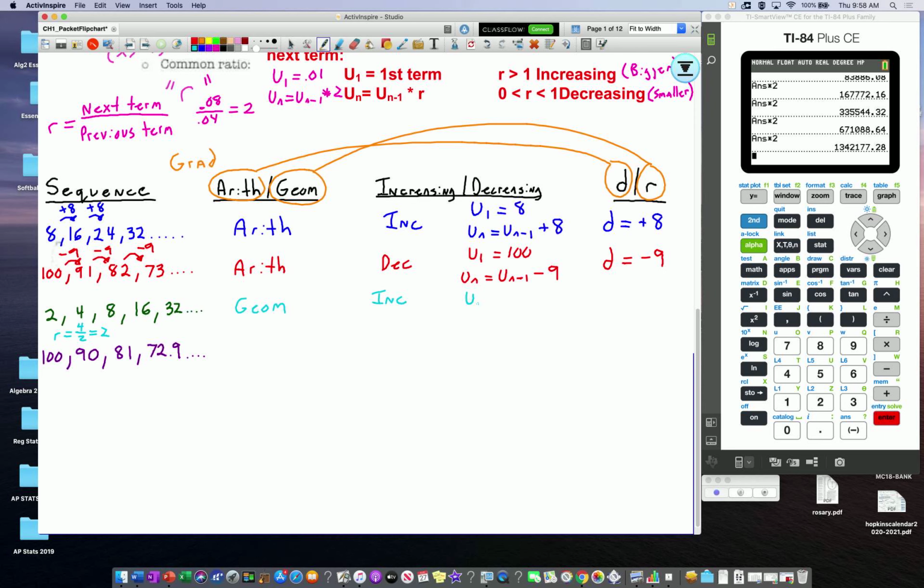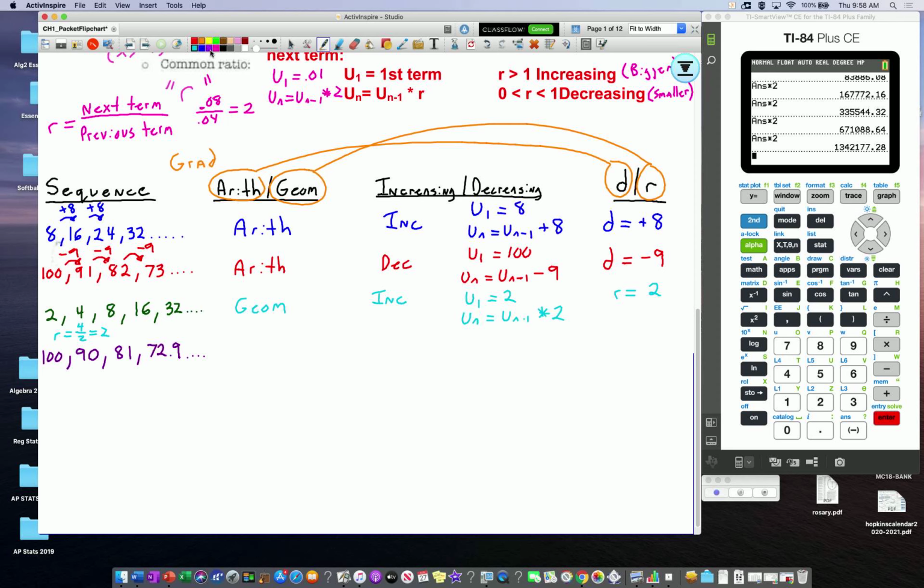Now, we define R as what we're multiplying by. So we're multiplying it by 2. Now to write the recursive, u sub 1 equals the first term, 2. Then u sub n equals u sub n minus 1 times 2, which happens to be the same number. That was kind of interesting that happened on both those examples.